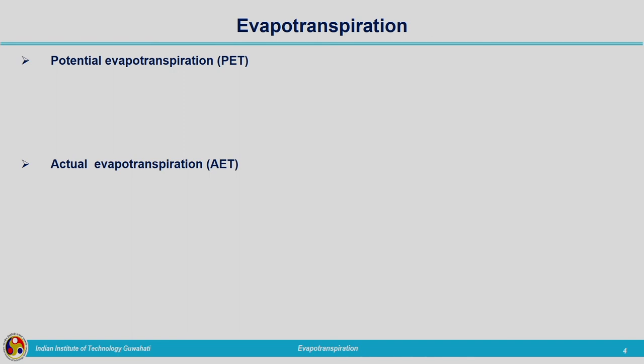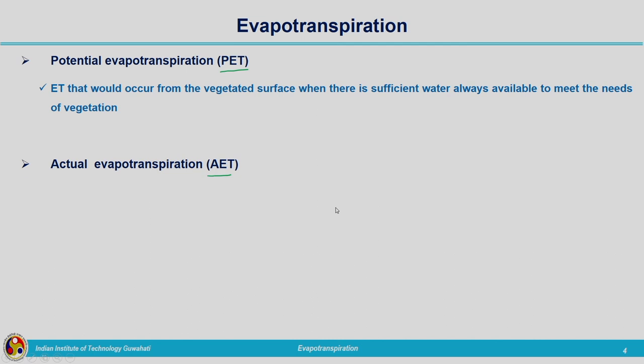In this context, we need to have an understanding of two terms related to evapotranspiration, depending on the availability of moisture in the root zone or in the soil. Those two terms are potential evapotranspiration and actual evapotranspiration, which we will represent by PET and AET. So, what is the difference between these two? Both are evapotranspiration only. Potential evapotranspiration is the evapotranspiration that would occur from the vegetated surface when there is a sufficient amount of water available to meet the needs of vegetation.